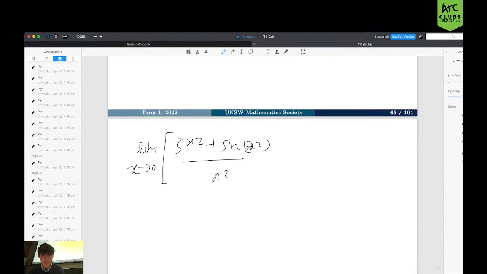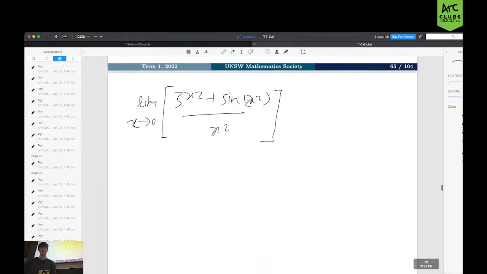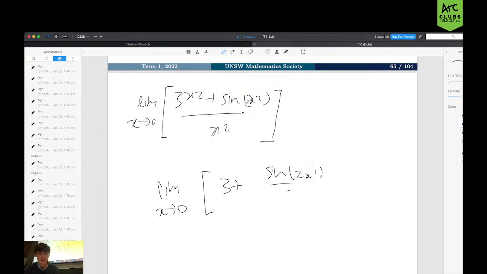If you think about the different techniques that we have to solve this limit, and it's pretty clear that you'll get a limit question in your Math 1131 or Math 1141 exam. But if you think about the techniques that we know to solve limits, does anyone have any ideas of what we could use to solve this one? Yeah, we could divide by x squared, right? And that would give us 3 plus sine of 2x squared over x squared, divided by 1, right?